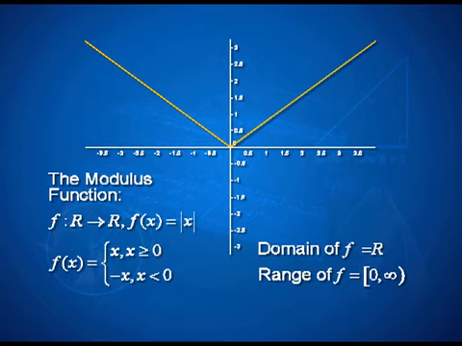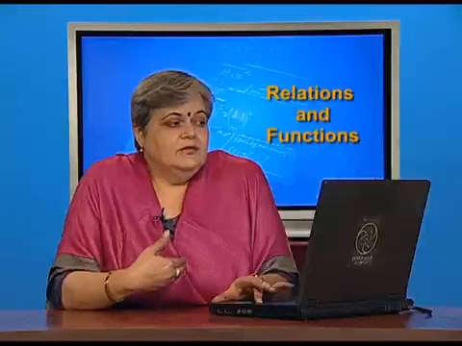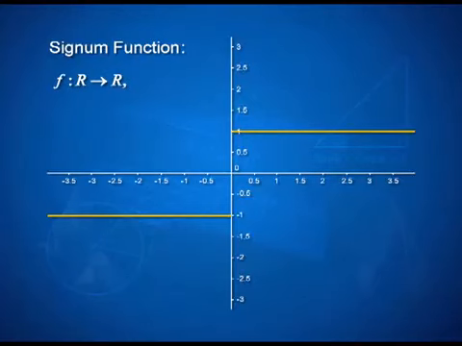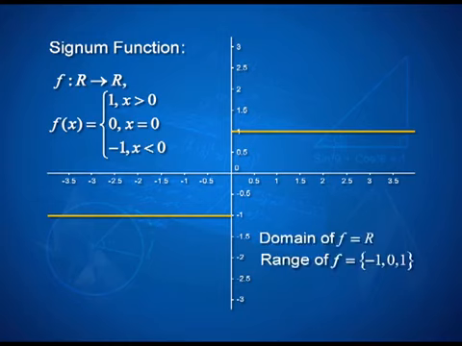Another very important function is the signum function, defined from real numbers to real numbers, f(x) as 1 when x is greater than 0, 0 when x is equal to 0, minus 1 when x is less than 0. When we plot it, it comes out in 3 parts by the definition. The domain is all real numbers and the range consists of 3 elements, minus 1, 0 and 1.